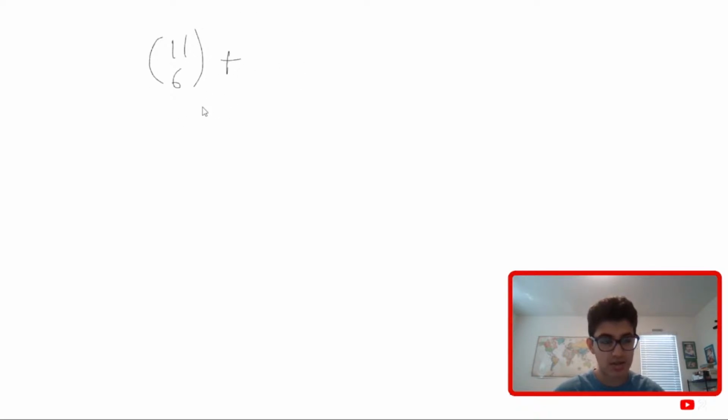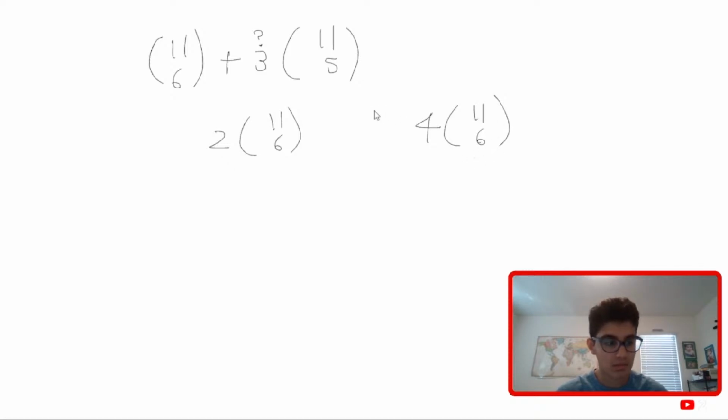The other case is, you do put one of the girls in there, and you've still got 11 people left. So you've got one of the girls and then 11 choose 5. We can put a 3 here, but I don't know if we're supposed to put it there. 11 choose 6 and 11 choose 5 are the same thing. So it's either 2 times 11 choose 6 or it's 4 times 11 choose 6. So let's just find 11 choose 6 and see.